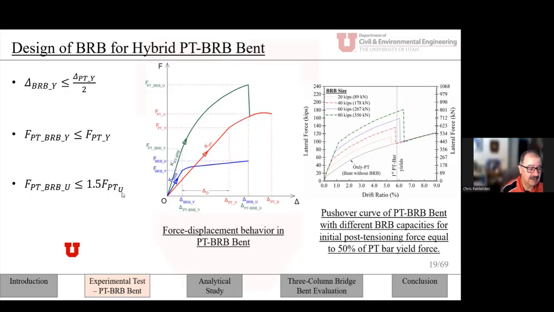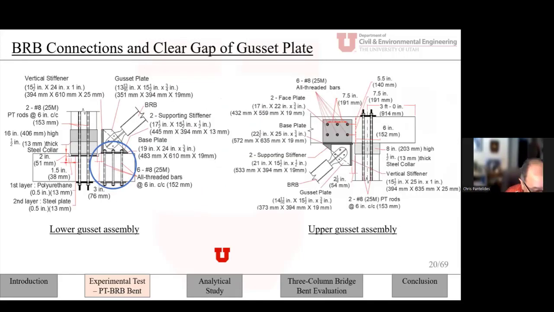And in addition, we had to design some vertical stiffeners. These vertical stiffeners are necessary so that when the column is rocking, of course, it will not touch. So we had a gap here at the bottom of 3 inches, and we had additional stiffeners to prevent buckling of the gusset plates.